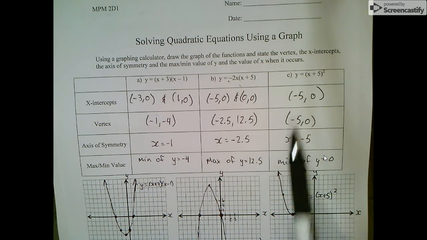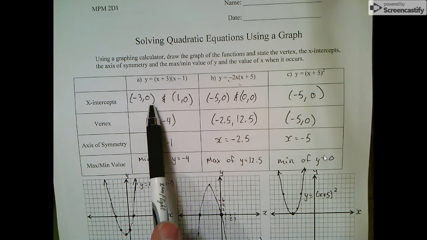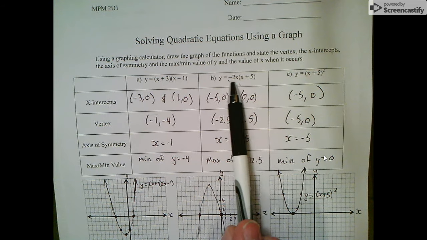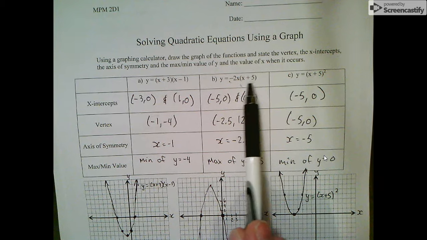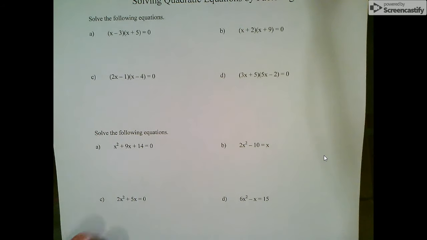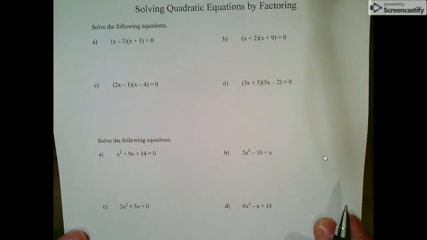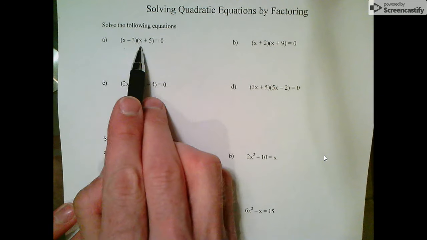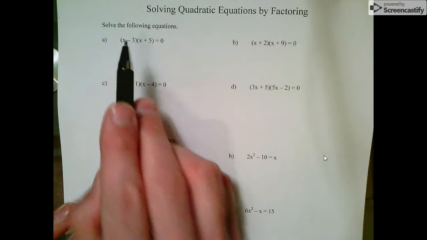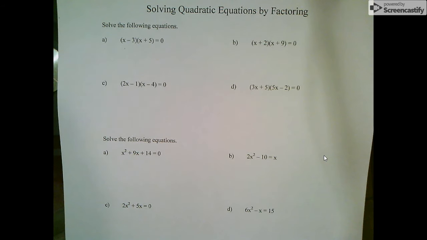So notice these x-intercepts are giving us the solutions, and from factored form you can almost see what those answers are going to be. Let's take a look at what that looks like algebraically. On the next page, once we have it in factored form, it's a multiplication of some things. That's what factored form does. It puts it into the form of multiplying.